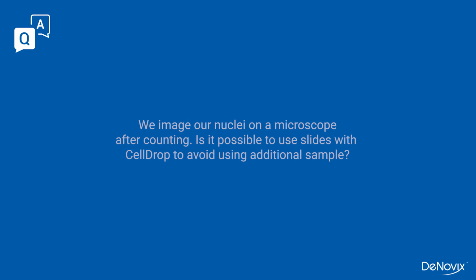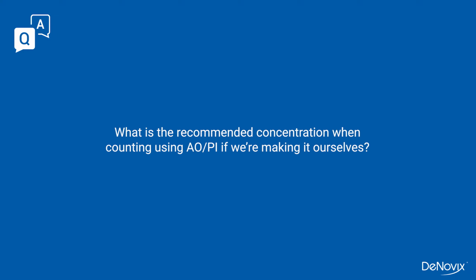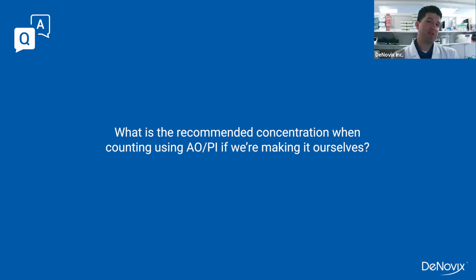Right. This is a question that maybe Dan or Dave can jump in on if you don't have the figure to hand. But what is the recommended concentration when counting using AOPI if we're making it ourselves? I don't have the exact micromolar concentrations of our dye on the top of my brain. It is on our website. So if you go to our page where the AOPI is listed, you can find those concentrations and make it yourself. It's nothing overly crazy.